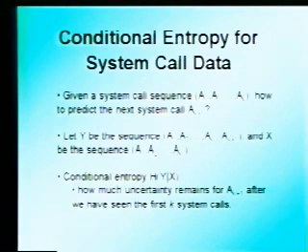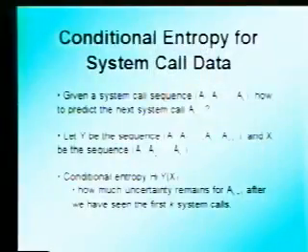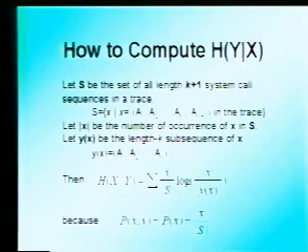So how do we calculate the conditional entropy for system call data? The idea is that given a system call sequence, for example A1 to AK, how do we predict the next one, AK+1? So Y is the K+1 element, and X is the K sequence. By computing the conditional entropy, we see how uncertain it is for us to determine the K+1 system call.